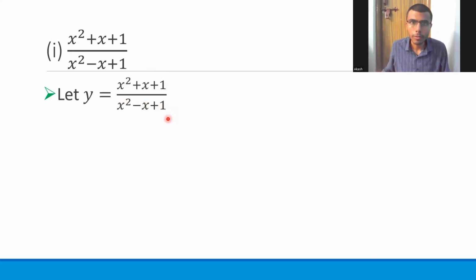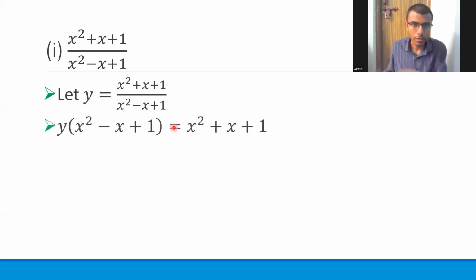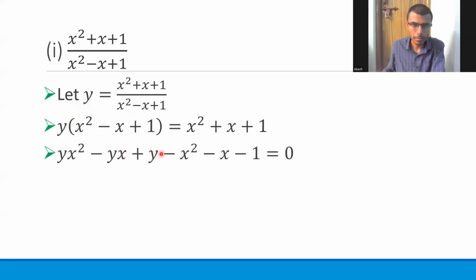Now I'm going to send the denominator to the LHS. So then y into x square minus x plus 1 would be equal to x square plus x plus 1. Now just multiply this y to these three terms. So yx square minus yx plus y, and then parallelly bring these three terms to the LHS. So it would be minus x square minus x minus 1 equal to 0. Because since on the RHS side it was positive, when it comes to LHS, it would be negative.